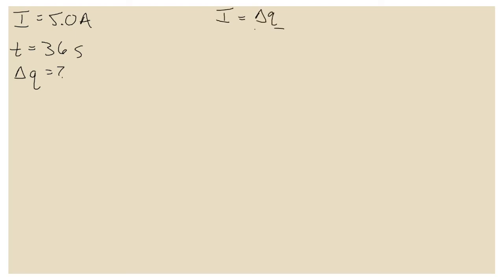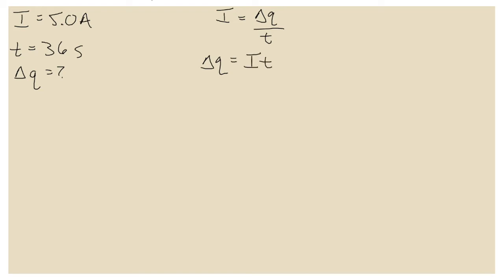For the first part here, it said calculate the charge. And so we would say here for this part that the current was 5.0 amps. Of course, the time here is 36 seconds. And we were looking for the charge flowing in the circuit, and so that would be delta Q. Now, of course, the equation that we developed yesterday said I, the current, equals delta Q over T, the change in charge over time, or the amount of charge flowing over time. And so if we solve that for Q, or delta Q, we get I, the current, times the time.